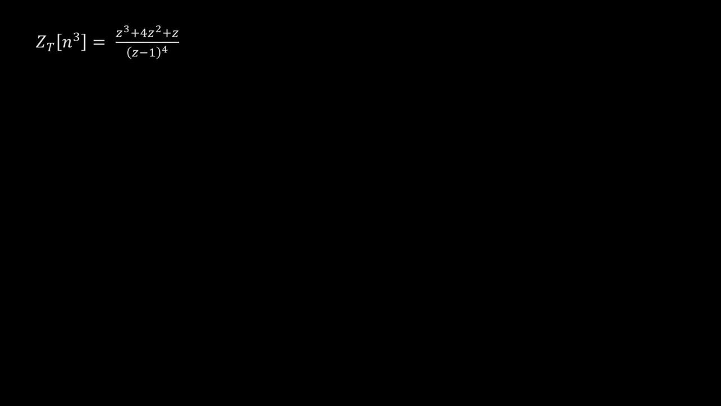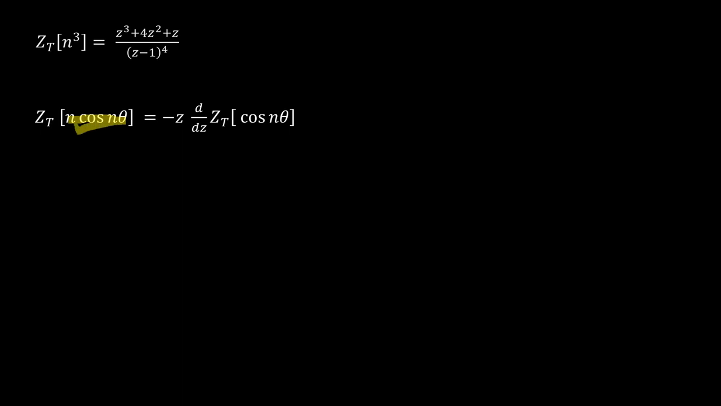Similarly, we can get z transform of n cube, which is equal to z cube plus 4z square plus z divided by z minus 1 whole to the power 4. Let me now consider the combination of n and cos n theta.